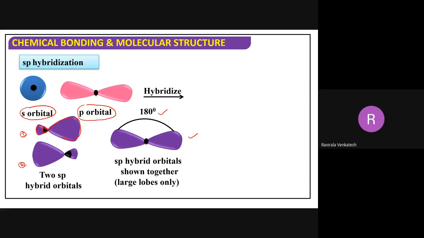Now, why are they taken like this? This is a pure atomic orbital, and this is a pure atomic orbital. How do you distinguish between these two? Pure atomic orbitals will have only large lobes. But hybrid orbitals will have both a small lobe and a big lobe. In this way, we can easily identify hybrid and pure atomic orbitals.